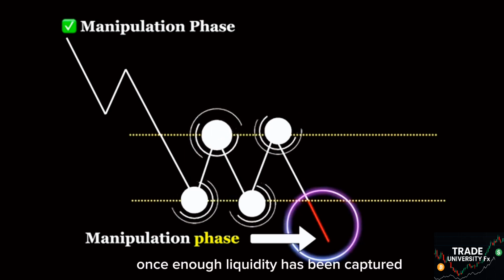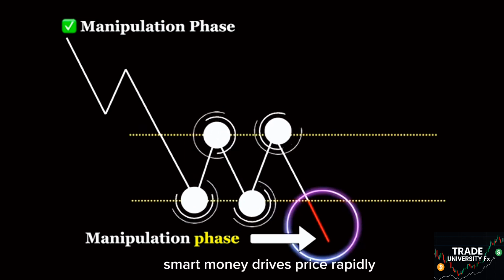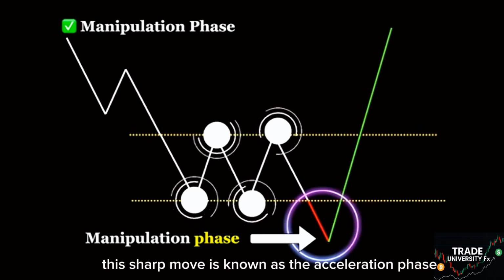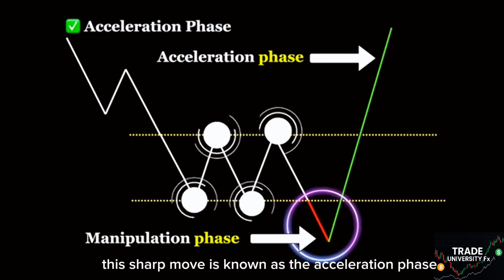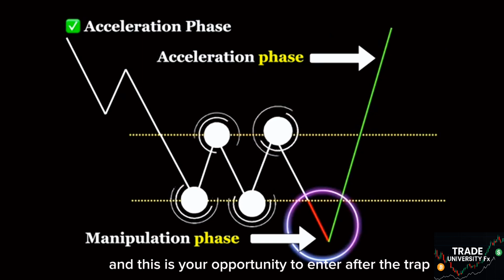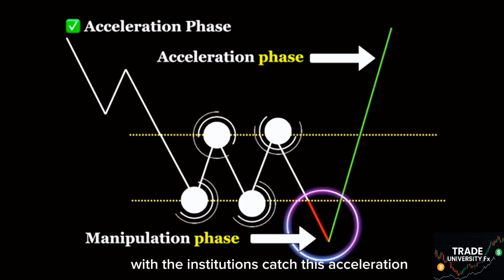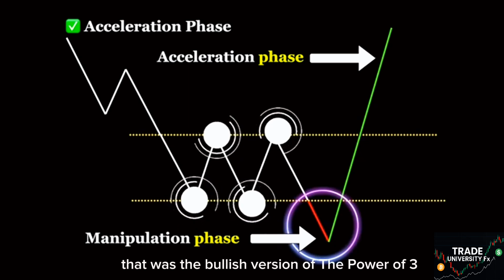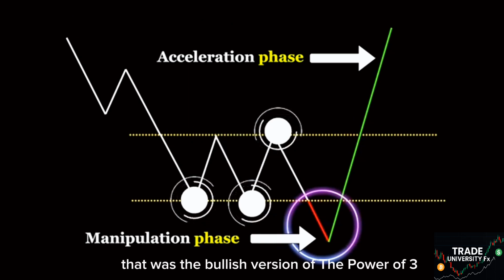Once enough liquidity has been captured, smart money drives price rapidly in the opposite direction. This sharp move is known as the acceleration phase. This final phase is where momentum kicks in, and this is your opportunity to enter after the trap. When the institutions catch this acceleration, you're no longer chasing the move. You're riding it. That was the bullish version of the power of 3.